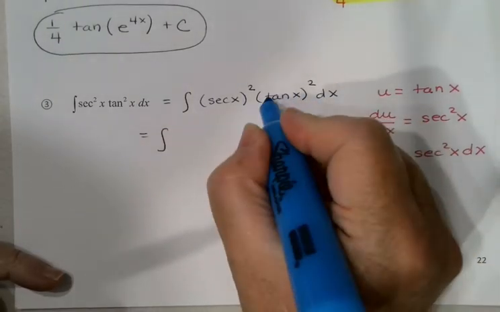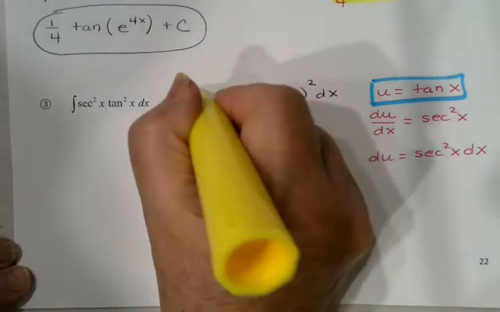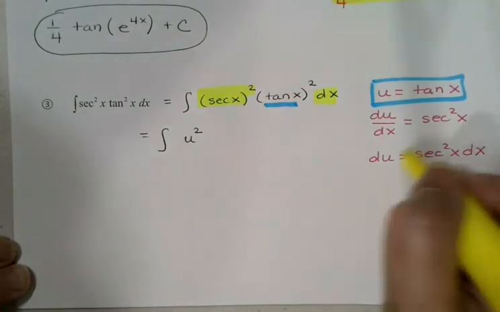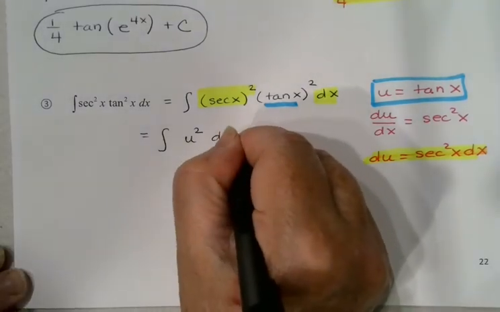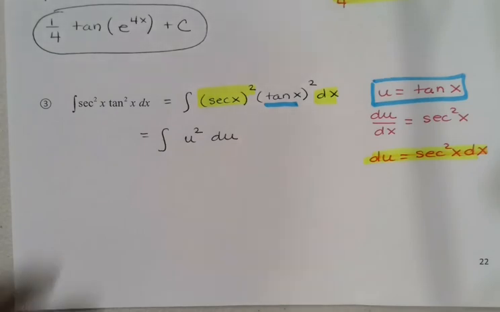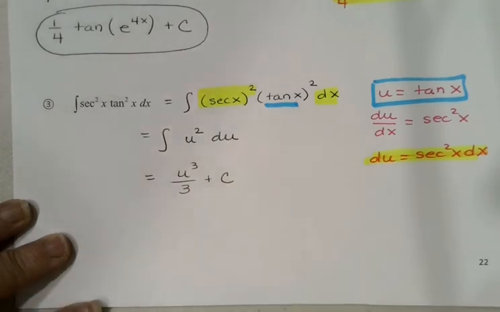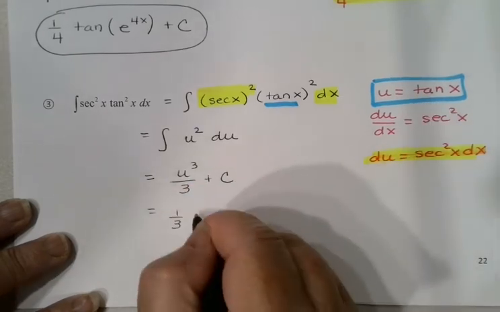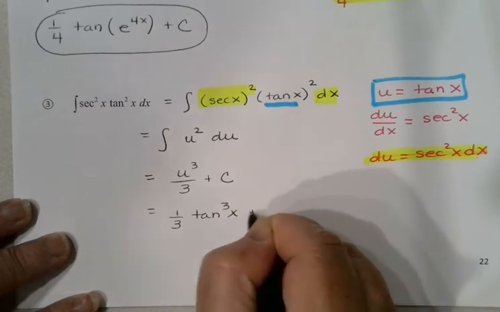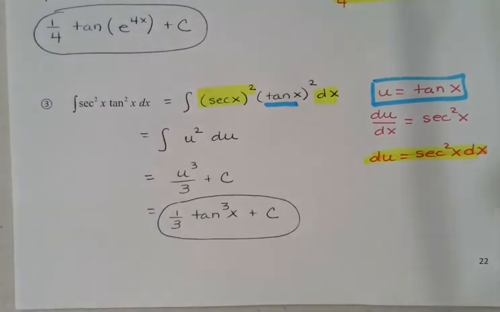So I'm going to replace the tangent x with the u. So I'll actually have u squared. And then I'm going to replace secant squared x dx with just a plain old du this time. And notice I got a really nice simple integral out of that. Amazing. That's going to integrate to u cubed over 3 with my power rule, or 1/3. And since u is tangent x, that would be tangent cubed x plus c. All right, looks good.